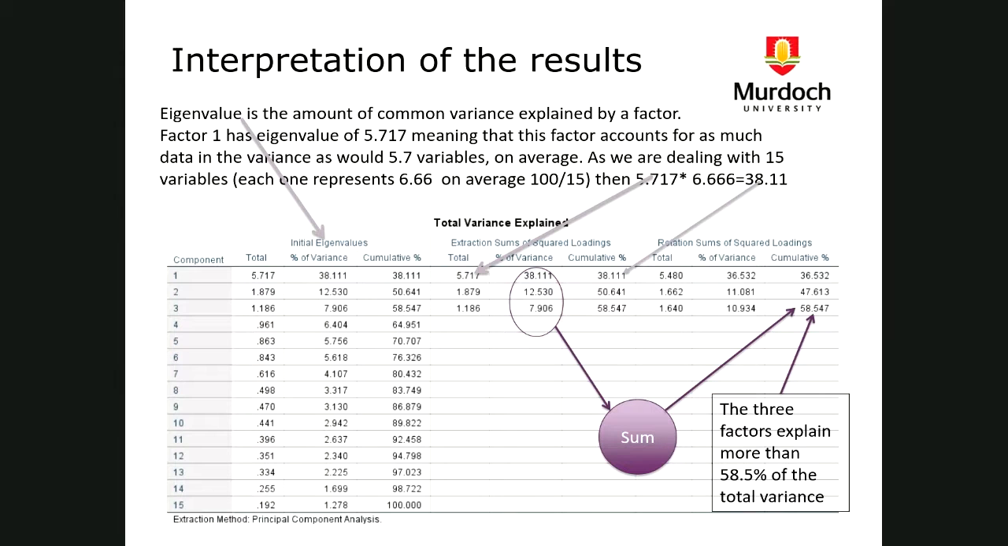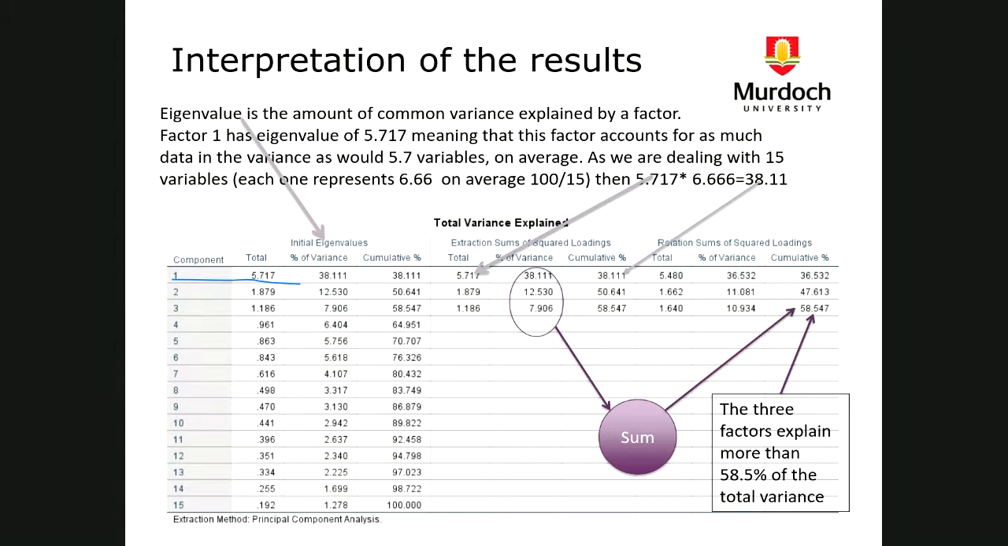Now, here is 5.717. This is the eigenvalue. What does this mean? How many variables did we include in our analysis? You remember? 15. Now, this means that 5.717, this factor number one, is equivalent to 5.717 variables of the 15 variables included in the analysis.